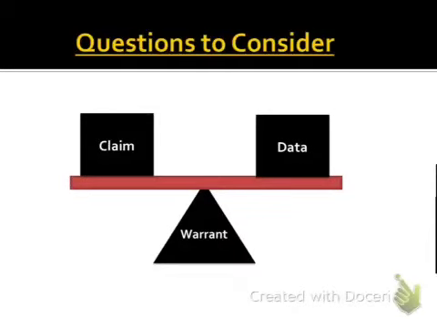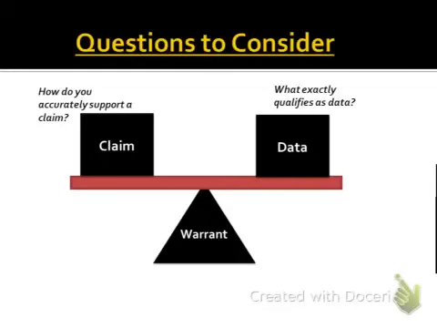So here's some questions to consider when you look at this basic kind of building of an argument. How do you accurately support a claim? You have to use some kind of data, but how do you accurately support that claim? Any fool can have an opinion, but how do you then change that from a fool to a master of what he or she's trying to say? What exactly qualifies as data? What can I use to support my claim? Are there some things that are better, or are there some things that you should not use?